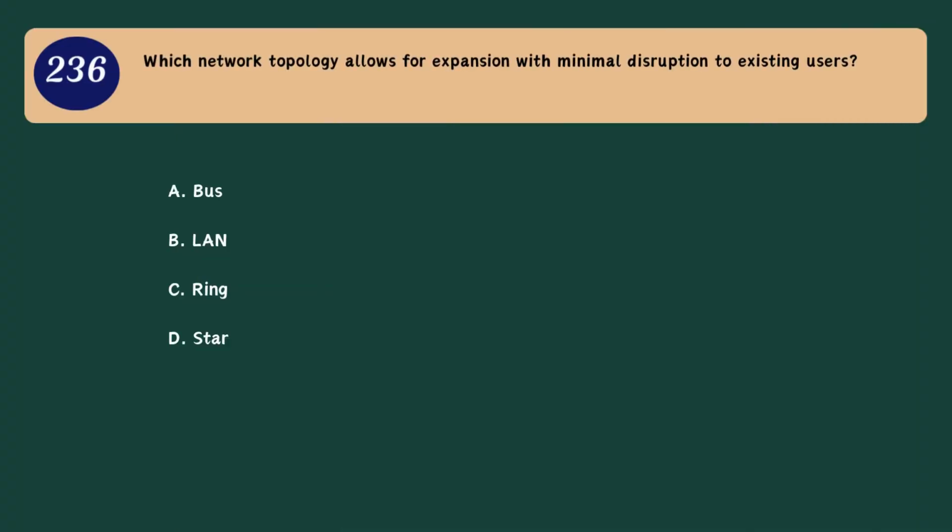Question 236. Which network topology allows for expansion with minimal disruption to existing users? A. Bus. B. Mesh. C. Ring. D. Star.